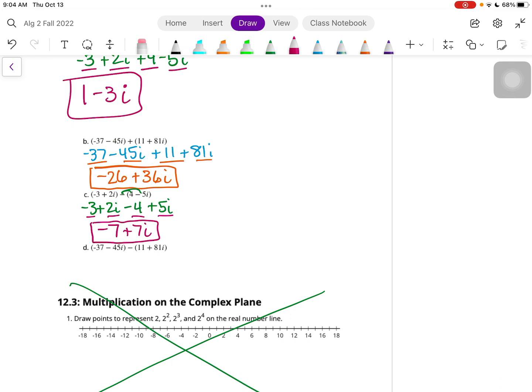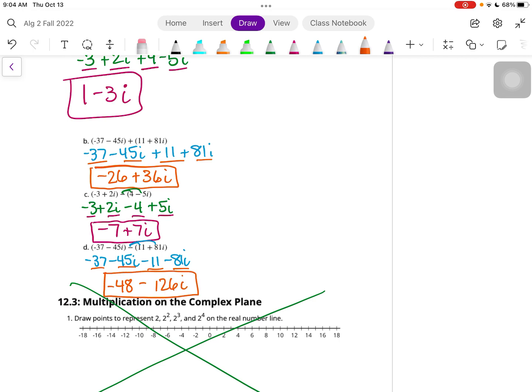Then we're going to do the same thing with D. So we have negative 37 minus 45i. Then we're going to distribute the negative. So we have minus 11 minus 81i. Then we're going to combine our like terms. So negative 37 and negative 11 gives us negative 48. And then negative 45i and negative, oh, I forgot my 1. That's an 81i, not an 8i. Gives us, let's see, negative 126i.